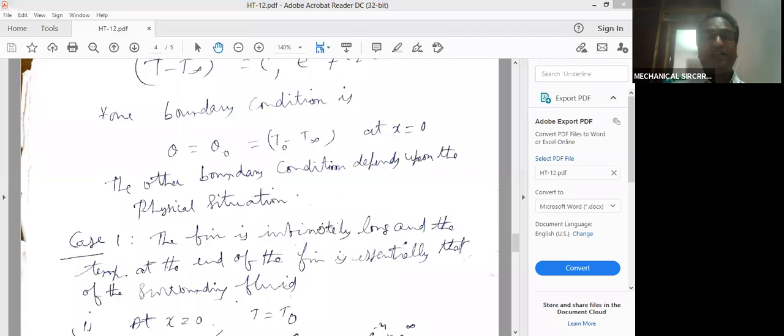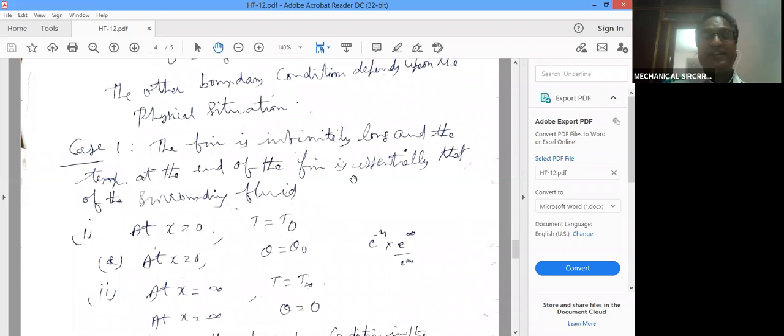At x is equal to 0, temperature T is equal to T naught, already given. So theta is equal to theta naught at x is equal to 0. That's why theta naught is equal to T naught minus T free stream at x is equal to 0. That is one boundary condition. The other boundary condition depends upon the physical situation of the fin.